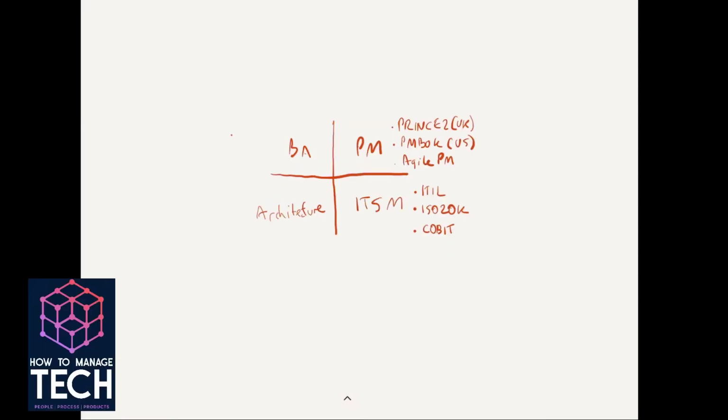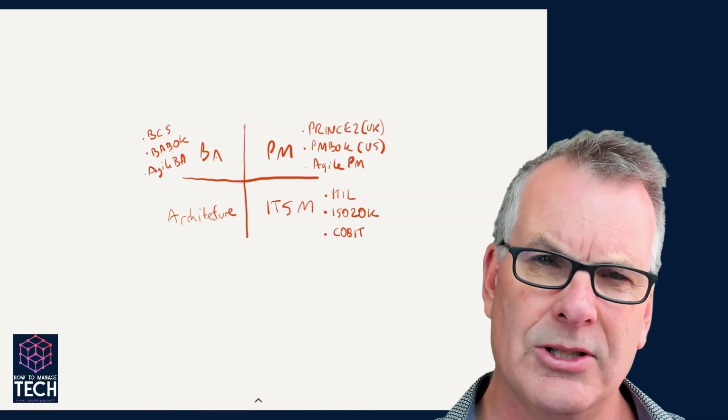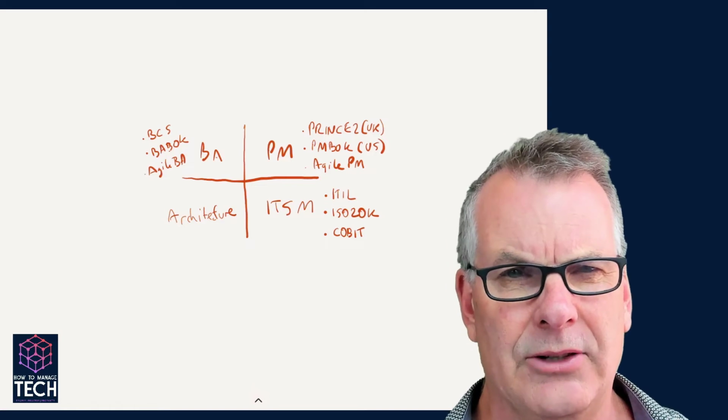In the business analysis space, we have from the British Computer Society their version of business analysis, along with a thing called the Business Analysis Book of Knowledge. That's BABOK there, and that'll be like the US PMBOK, Project Management Book of Knowledge, and a sister framework known as Agile BA, one that I also teach and use quite a lot. That's our project management, our IT service management, and our business analysis space mapped out.